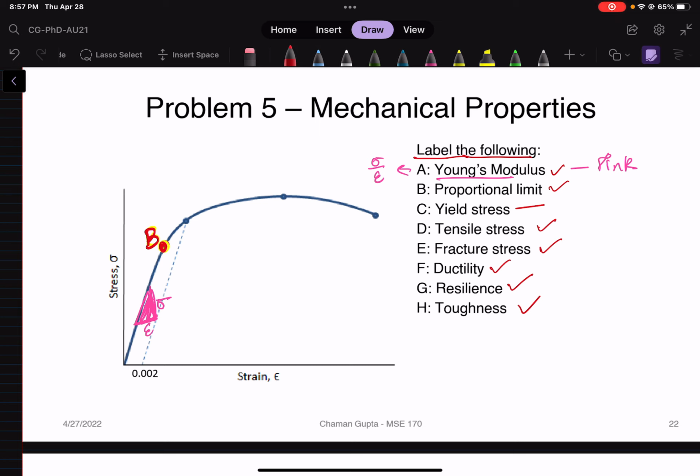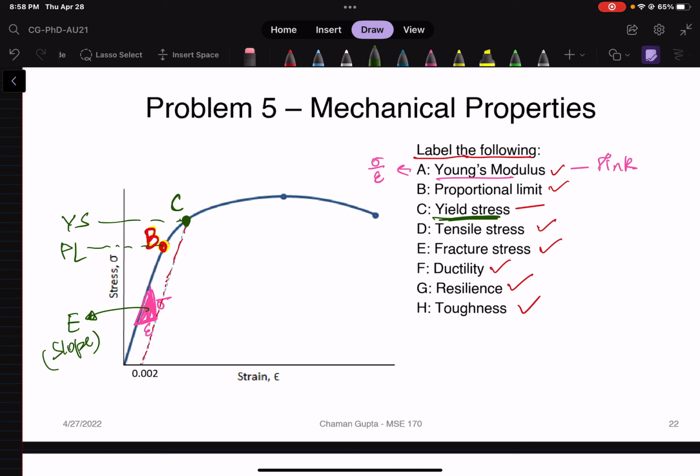Now, using what I just told, that you take the slope, the Young's modulus, and draw a line out from 0.002 and see where it meets the curve. This, by green, is the point C, or the yield stress. So this over here is the yield stress. This over here is the proportionality limit. This over here is the slope, not the area. Just to be 100% clear, I'm referring to the slope here.